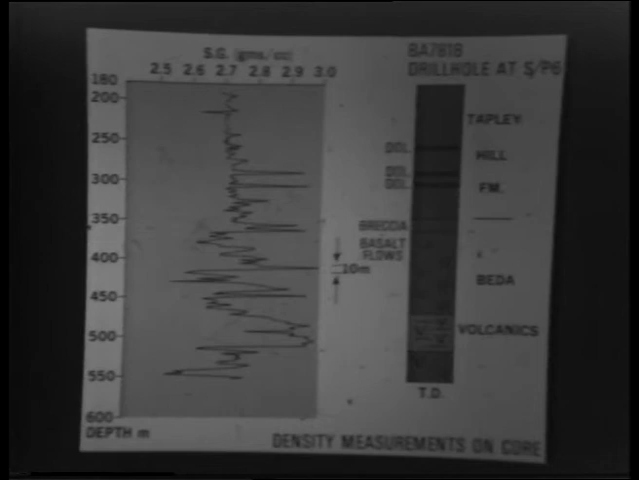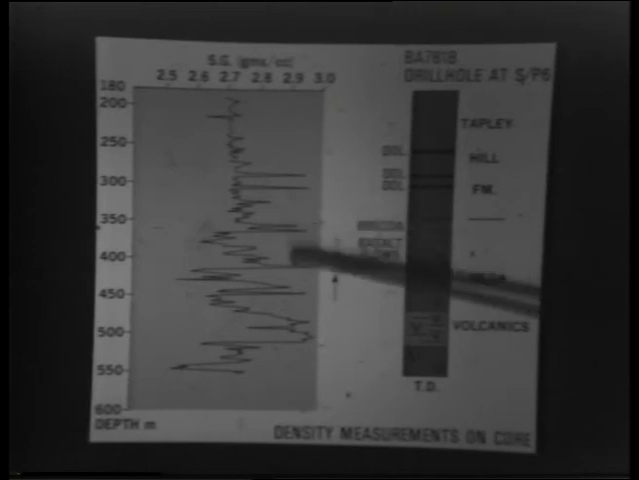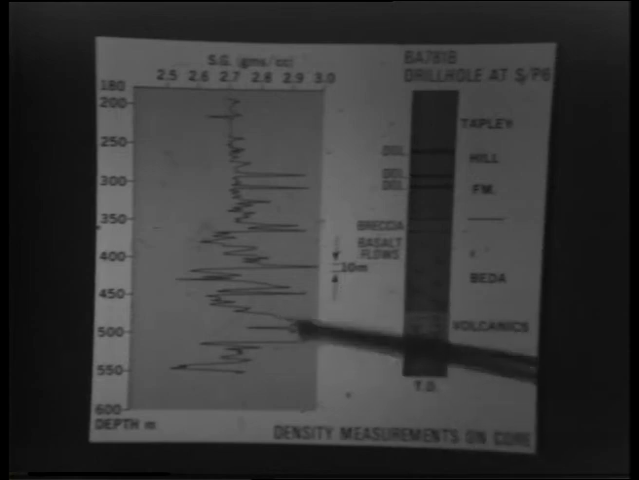Again, another display from the Stuart Shelf. You can see particular dolomitic bands within this dolomitic shale member showing quite peaky density values. And in the beta volcanic section here, the basalt flows show also significant velocity variation, density variations, with this massive trachytic flow here showing quite large density values.